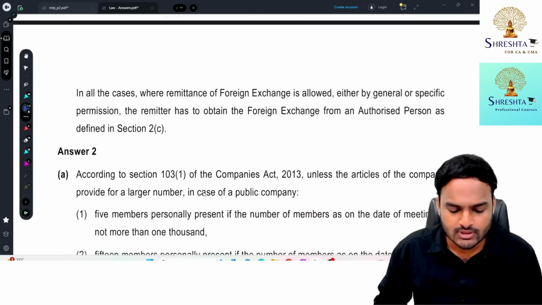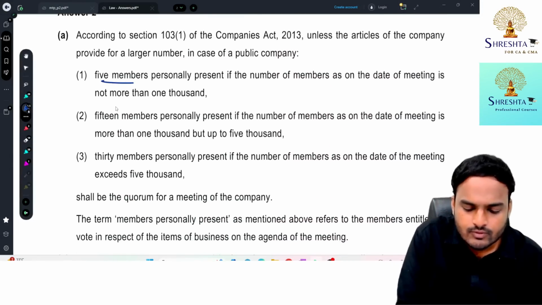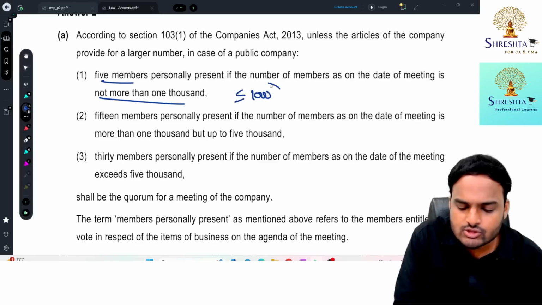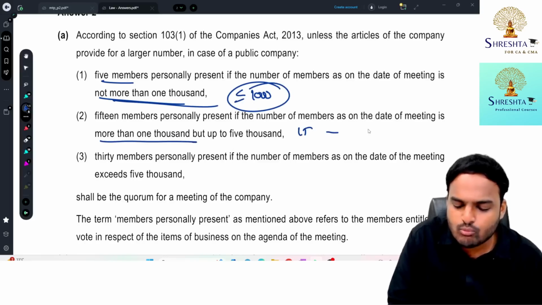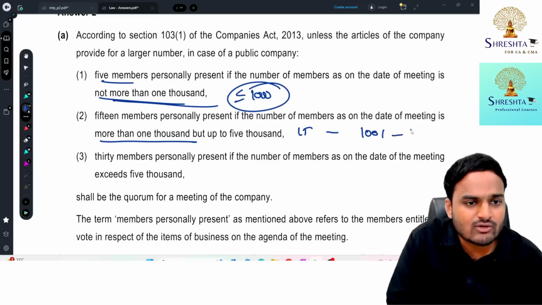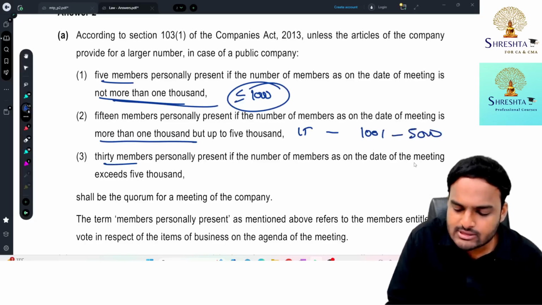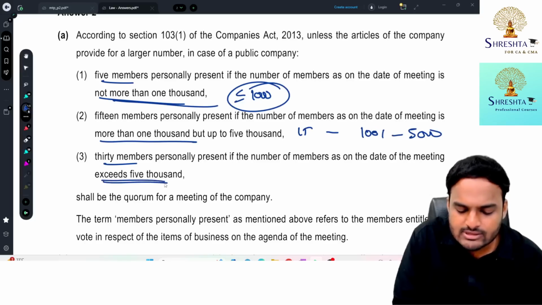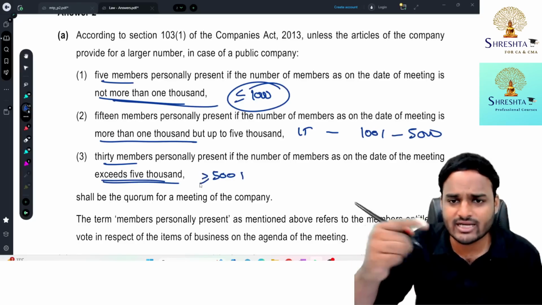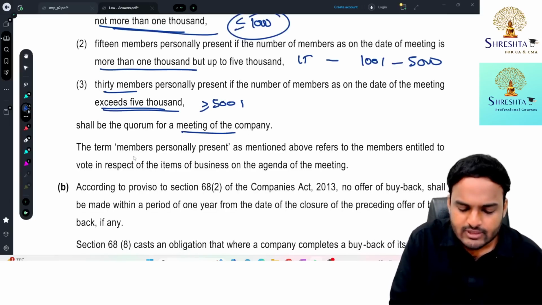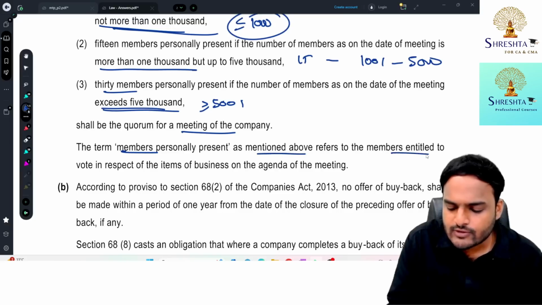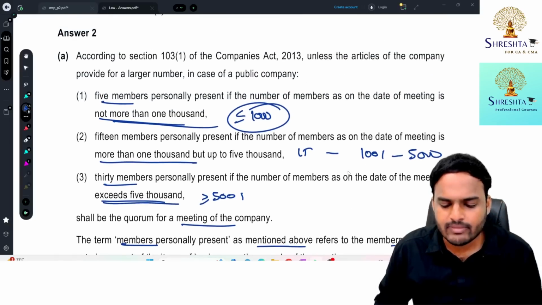Here itself. See, 5 in case the number of members in the register of members is less than or equal to 1000. 15, in case of more than 1000, which means 1001 and above up to 5000. 30 members in case the company has members exceeding 5000, which means 5001 and above. 5000 is already covered in the second category. Shall be the quorum for a meeting. The term members personally present as mentioned above refers to members entitled to vote in respect of items of business on the agenda of the meeting.